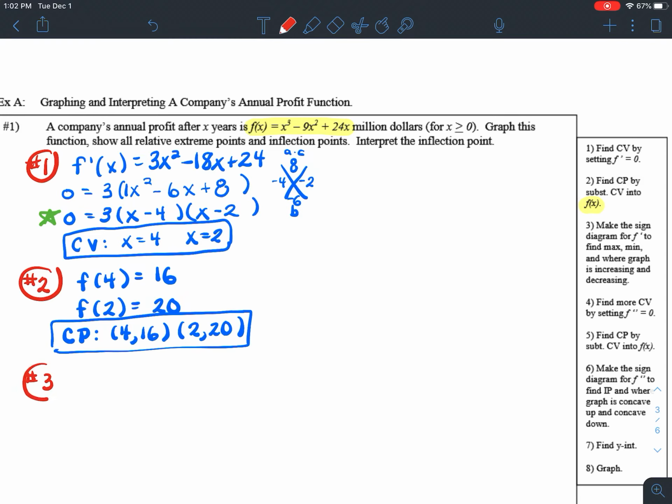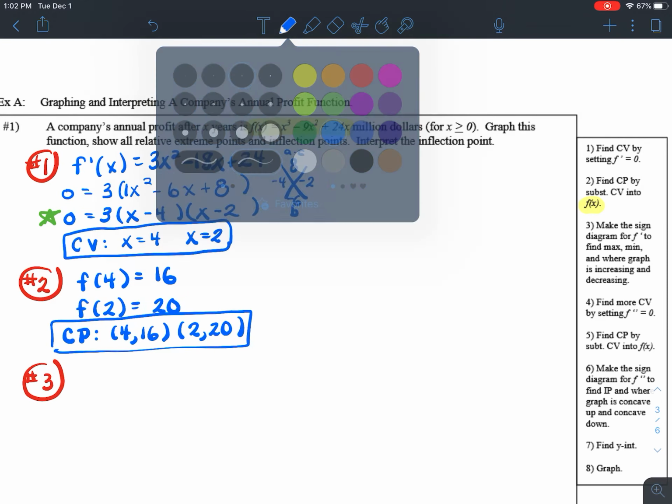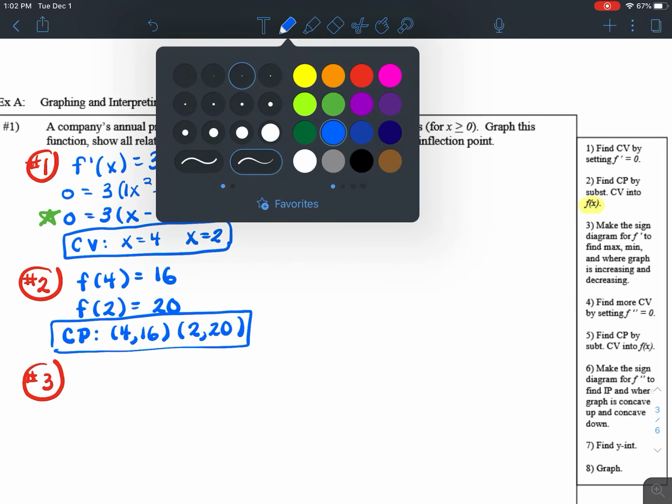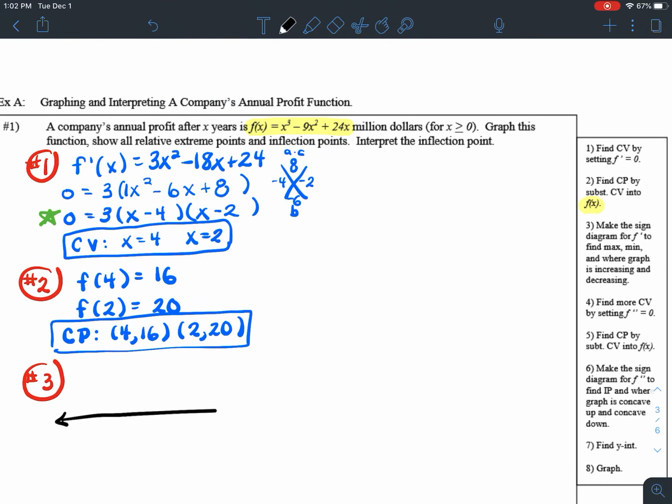Okay, step number 3. Step number 3 tells us over here that we are going to be making that first derivative sign diagram to figure out where there are maxes, where there are mins, and what the slope is doing. Remember, our first derivative is telling us what the slope is. All of this so far should feel very familiar, things that we did from section 3.1.